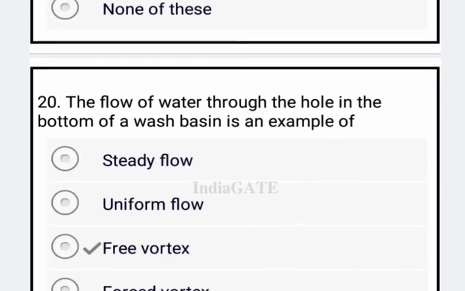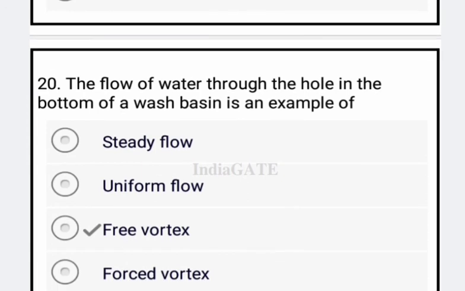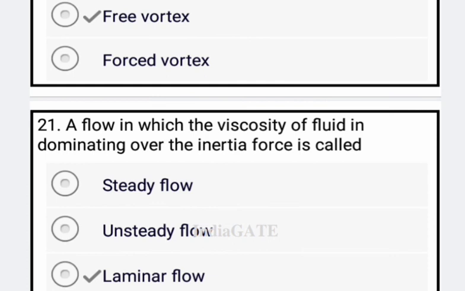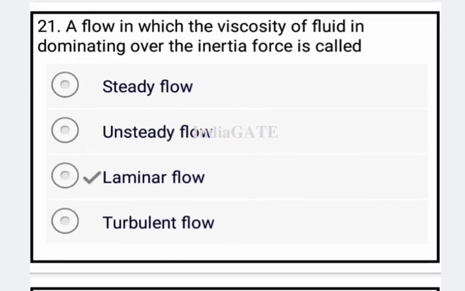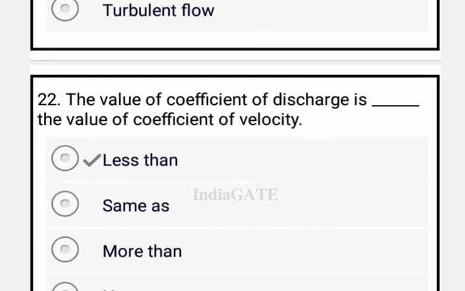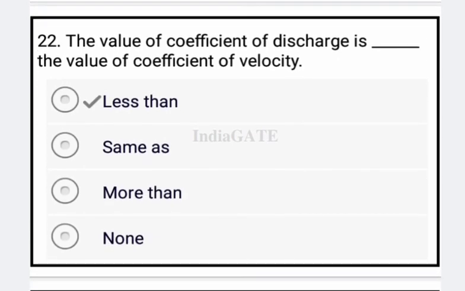The flow of water through the hole in the bottom of a wash basin is an example of? Option C is correct, that is free vortex. Next question. A flow in which the viscosity of the fluid dominates over the inertia force is called? Option C is correct, that is laminar flow. Next question. The value of the coefficient of discharge is dash the value of the coefficient of velocity. Option A is correct, that is less than.